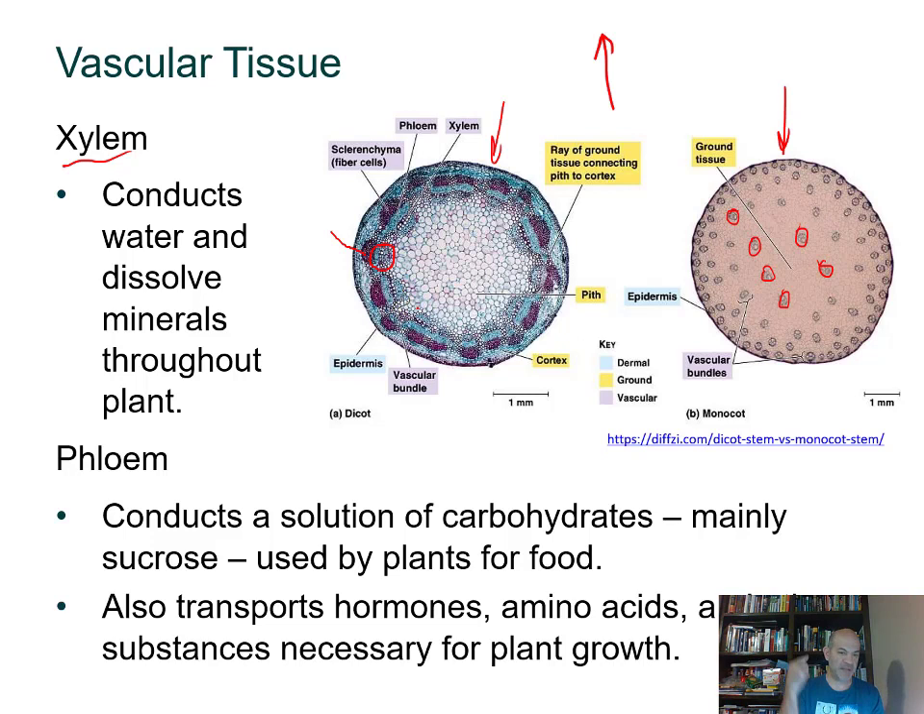Xylem going up the plant, phloem going back the other way. The phloem is going to conduct water along with organic compounds like carbohydrates produced by photosynthesis, or hormones or amino acids or other kinds of materials to all parts of the plant. For the xylem, it's from the ground up.